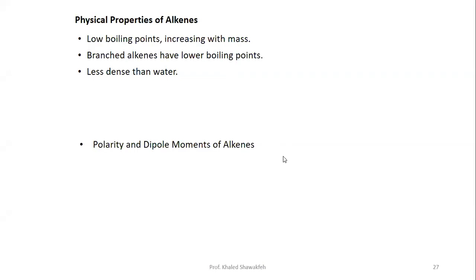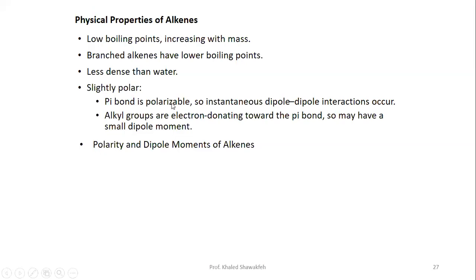فحكينا بالالكين انه كل ما زاد عدد ذرات الكربون كل ما زادت البويلينج بوينت، وكان السبب السيرفيس اريا، وبناء عليه اذا تذكروا قلنا البرانشنج بيعمل لورنج للبويلينج بوينت. In addition, the density for the hydrocarbons are less, so they are less dense than water. And these type of compound are slightly polar, الالكين، والسبب انه الباي بوند is polarizable.